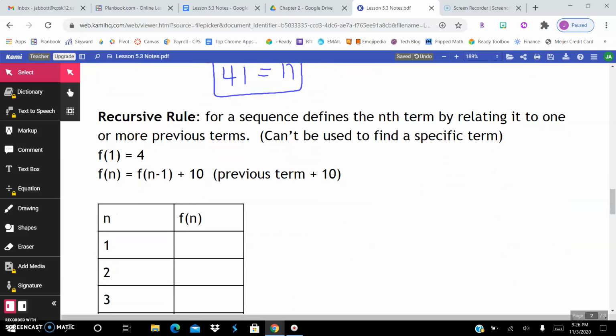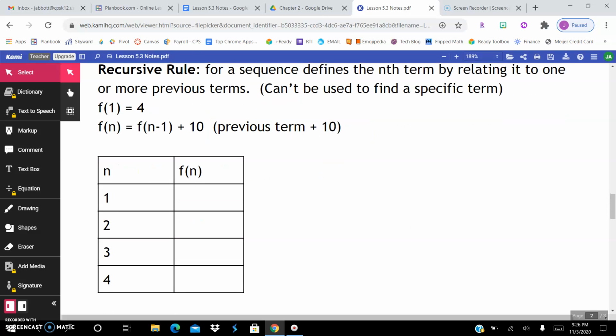Now we're going to take a look at the recursive rule, and that's for a sequence that defines the nth term by relating it to one or more previous terms. It can't be used to find a specific term. So the recursive rule, we would have to make out the list. We can't find the 50th term in the list quickly. We'd have to actually make out the list if we have the recursive rule.